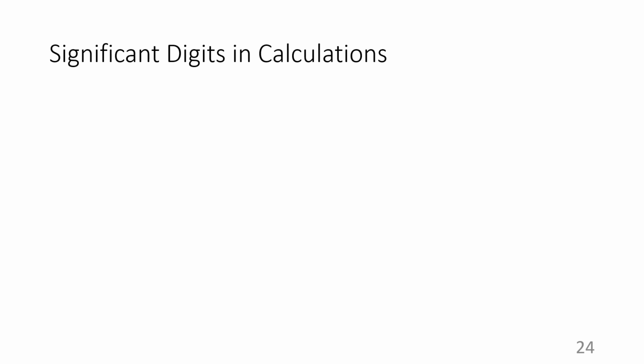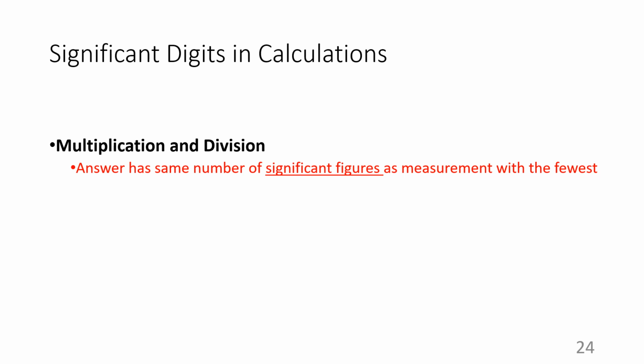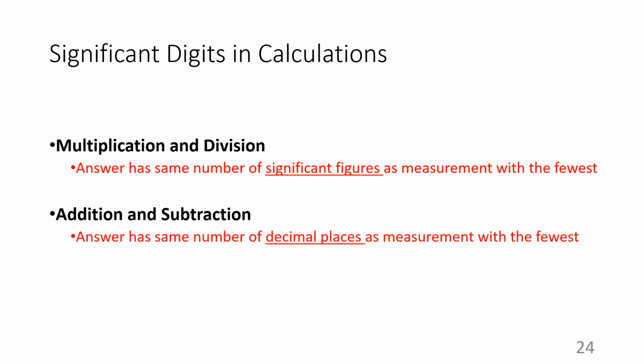Next, we need to figure out how to handle significant digits with calculations. It depends on the operation. For multiplication and division, we're going to give the answer the same number of significant figures as the measurement that had the fewest sig figs. But for addition and subtraction, instead of total sig figs, we're going to look at decimal places. Your answer will have the same number of decimal places as the measurement with the fewest decimal places.